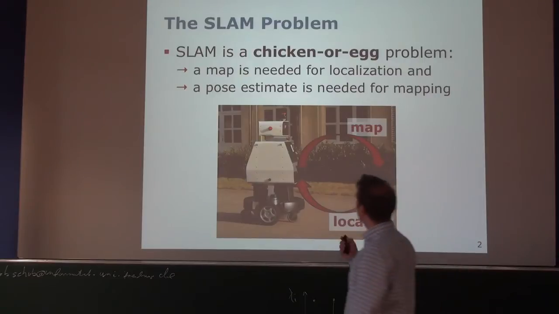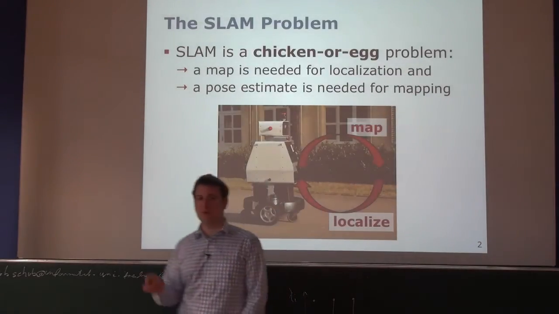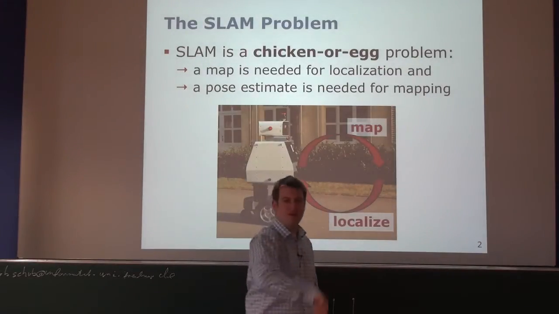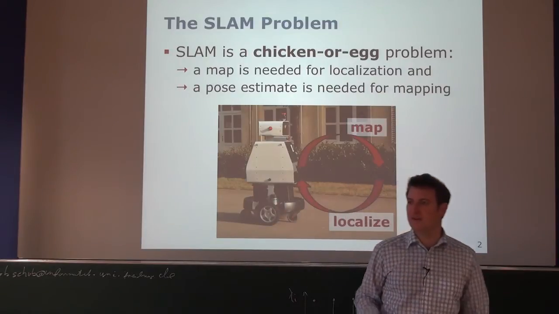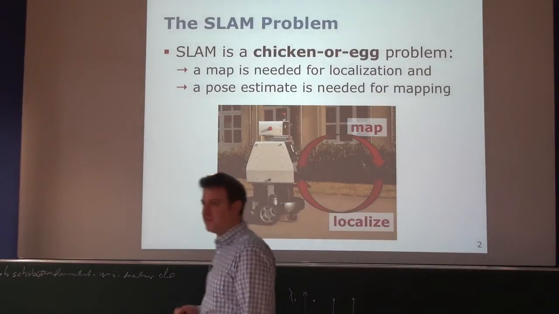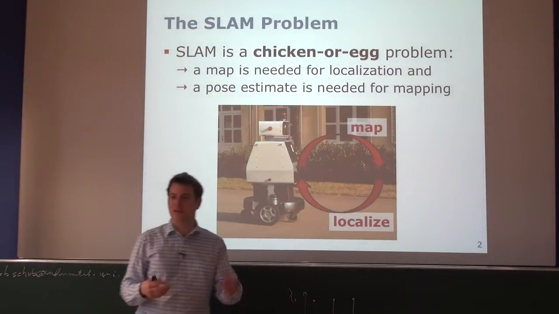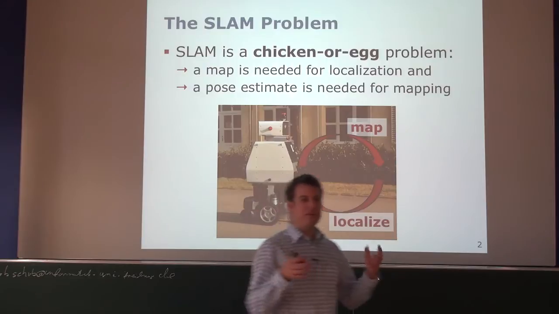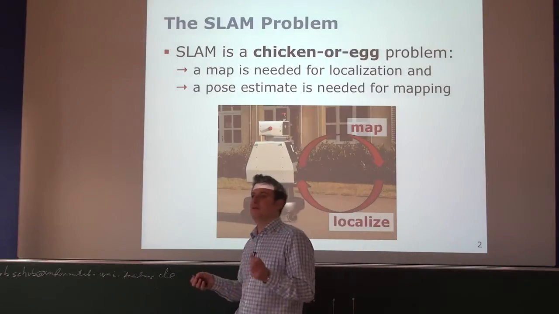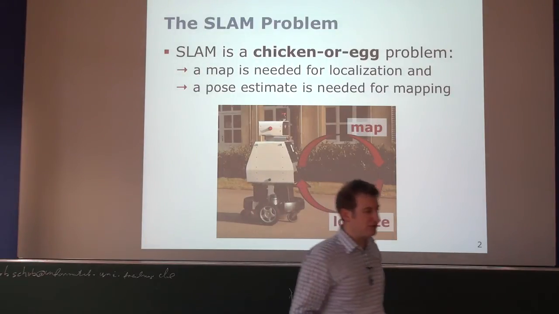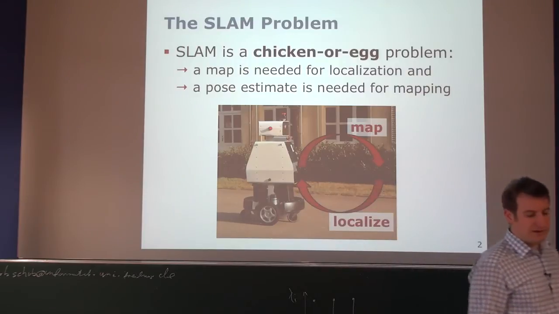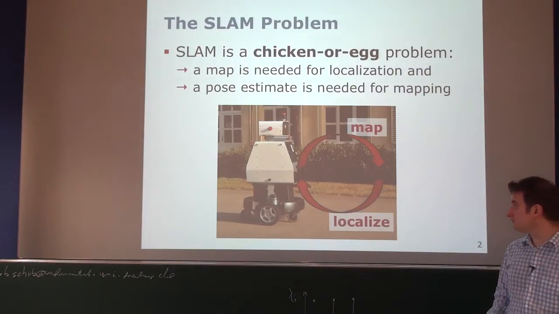And SLAM is often referred to as a chicken-or-egg problem, because if we know the poses, estimating the map is easy. And if we know the map, estimating the poses is easy, because one is just mapping with known poses, and the other one is just localization, which are in themselves easier problems than solving the full SLAM problem. If both quantities are unknown, it's actually more difficult.